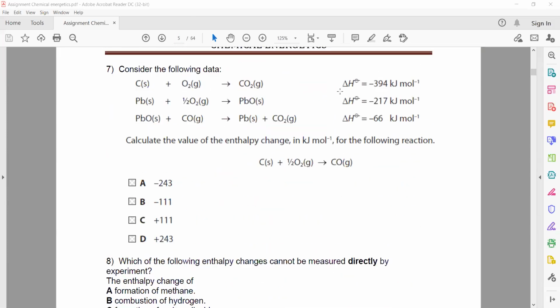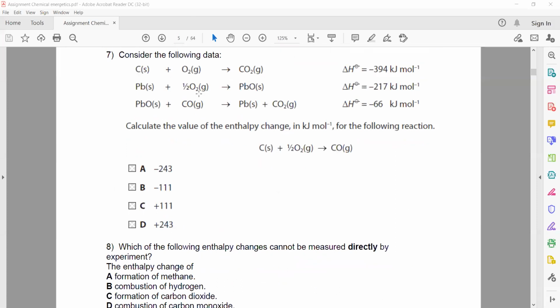Okay, in this question, what we have to do is calculate the value for enthalpy change in kilojoule per mole for the following reaction. Carbon reacts with oxygen to give carbon dioxide. Lead reacts with oxygen to give lead oxide. And lead oxide reacts with carbon monoxide to form lead and carbon dioxide. Using these values, we have to calculate the enthalpy change for this reaction. So how can we work out the enthalpy change for this reaction?